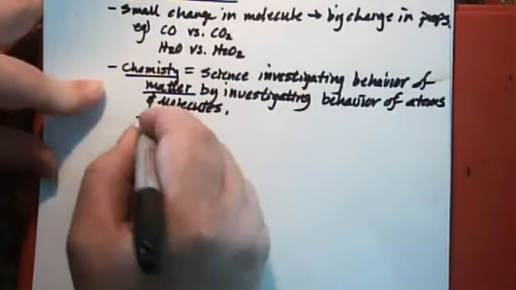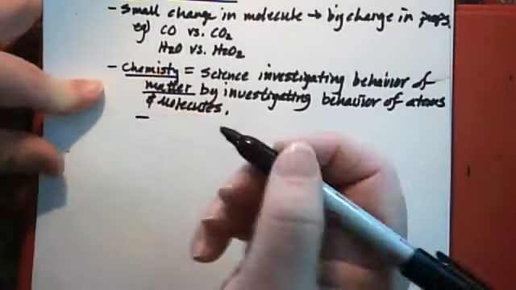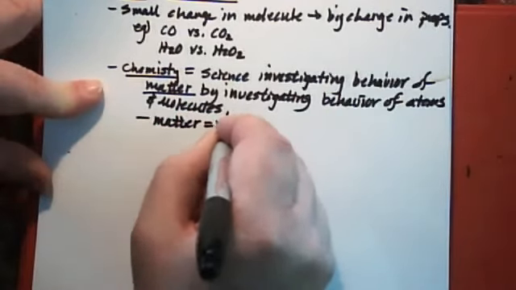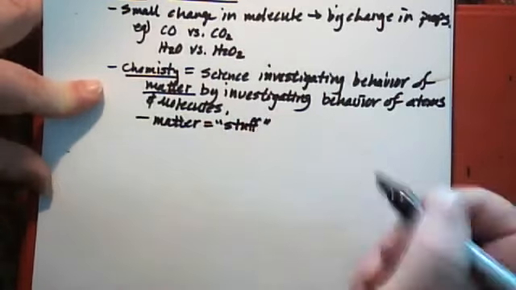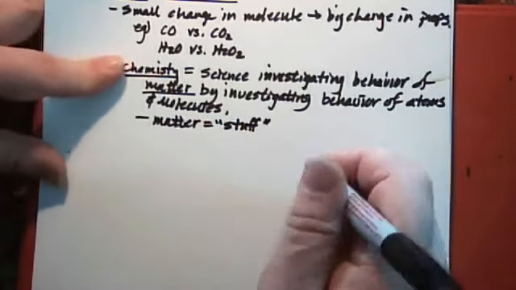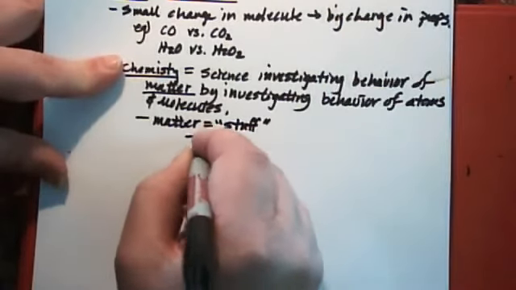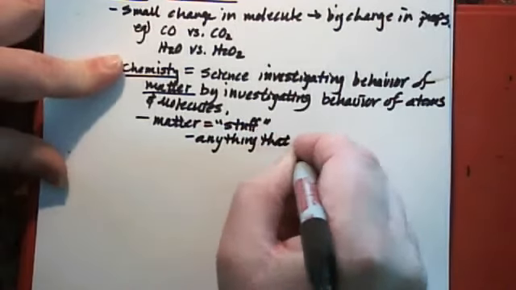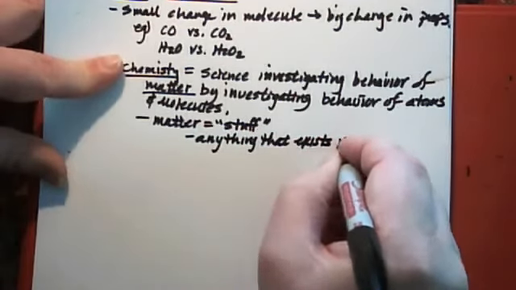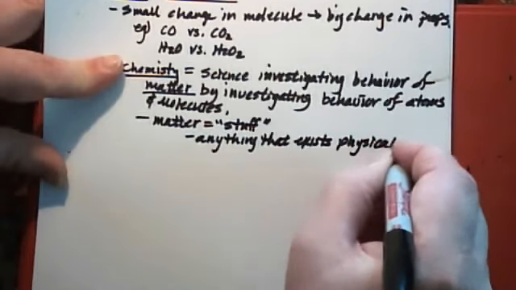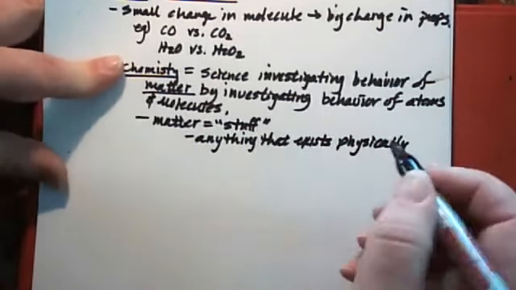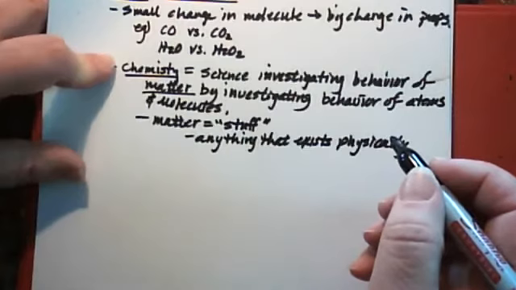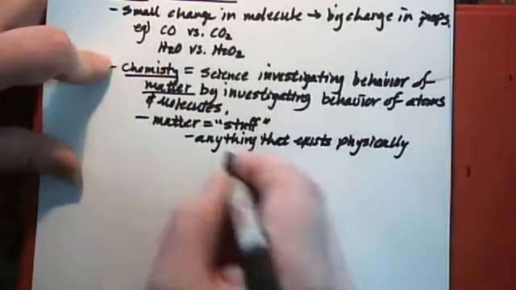We mentioned the word matter, so we might want to say, what is matter? Matter is stuff. In fact, I'm going to write that down. Matter is anything that exists physically. Anything that you can touch, even if you can't feel it, because some matter is very small.